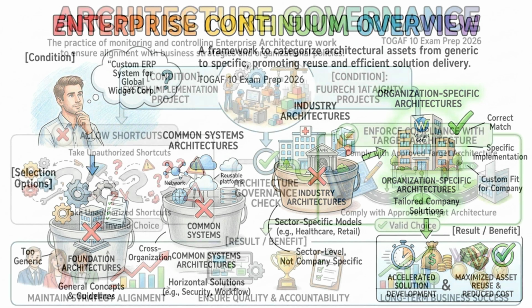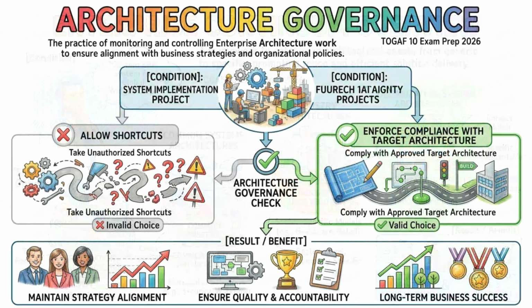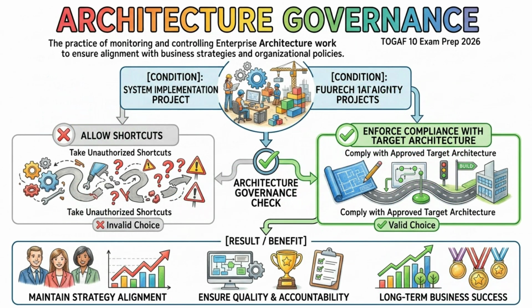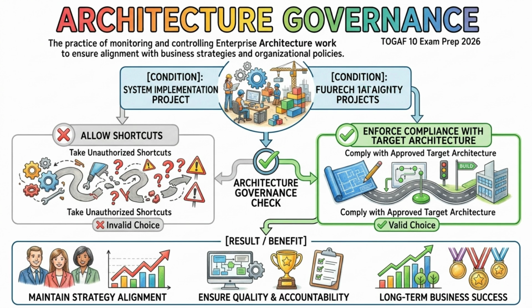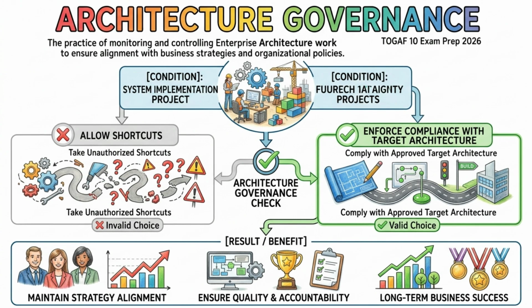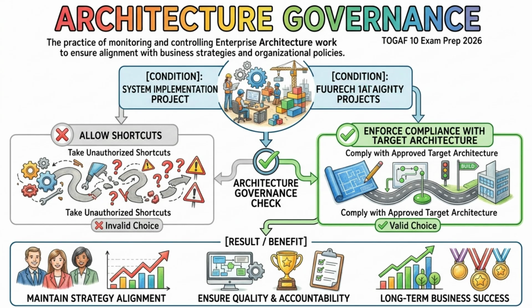Architecture governance is the practice of monitoring, controlling, and directing enterprise architecture work to ensure it complies with business strategies and organizational policies. Good governance ensures that projects actually build systems according to the approved target architecture rather than taking unauthorized shortcuts. Without effective governance, enterprise architecture initiatives risk losing alignment with long-term business goals. The exam emphasizes governance as the primary mechanism for maintaining quality, accountability, and strategy alignment.